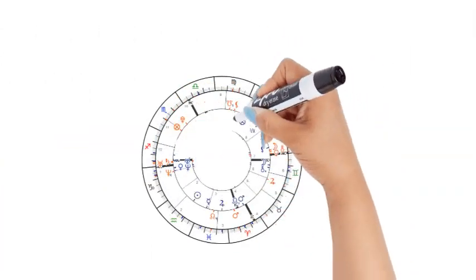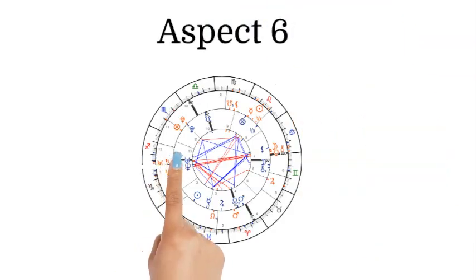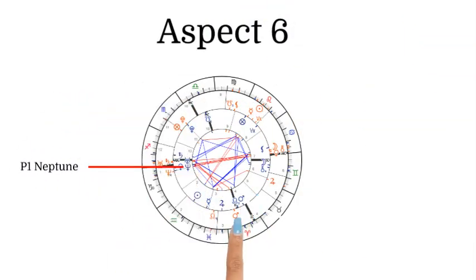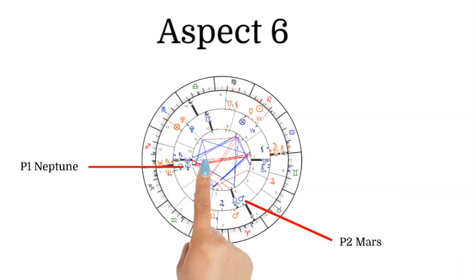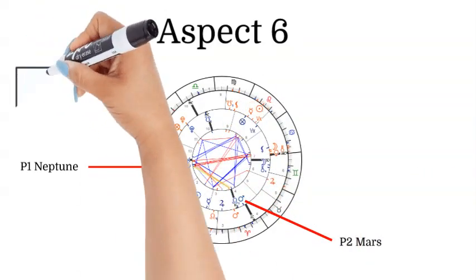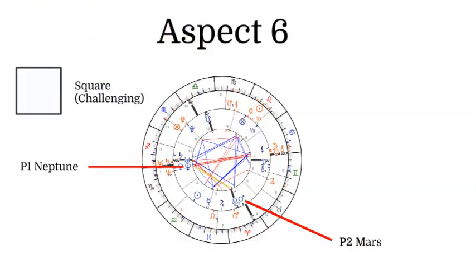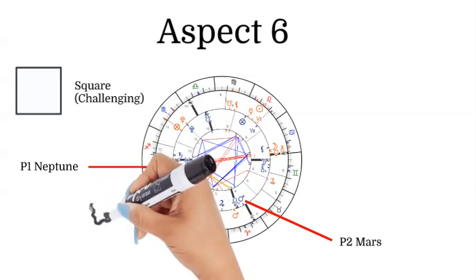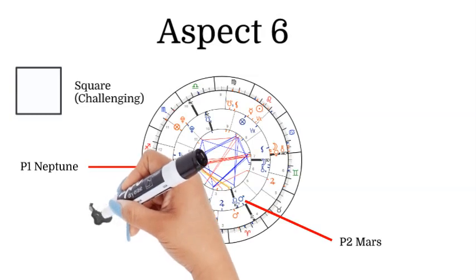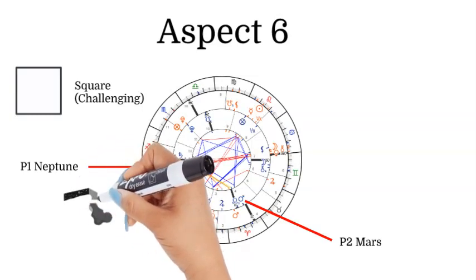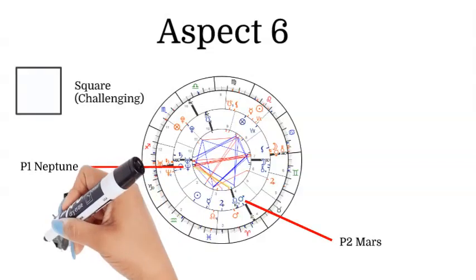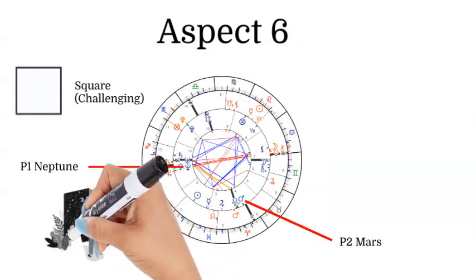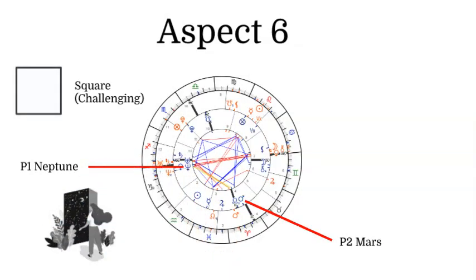Aspect number 6. Person 1's Neptune squares Person 2's Mars. Neptune is a very dreamy energy and can represent a person's fantasies. This aspect could indicate that Person 1 is projecting their fantasy onto Person 2 rather than seeing them as they really are. Mars is representing Person 2's actions in this aspect. This aspect can cause a lot of bickering and conflict because Person 1 may constantly be confused by Person 2's actions, but only because their fantasies are a delusion or distortion of the truth.